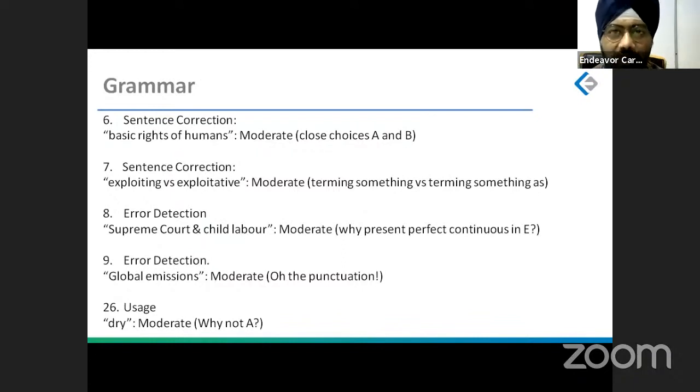Then usage, dry. Why moderate? Why not moderate? What is dry out? How many of us have actually heard dry out? Many of you have not heard dry out. So yes, it was a trap. And high and dry, sir, that you have heard, right? Spirits are high, spirits are not high and dry. You leave a person high and dry, hanging.